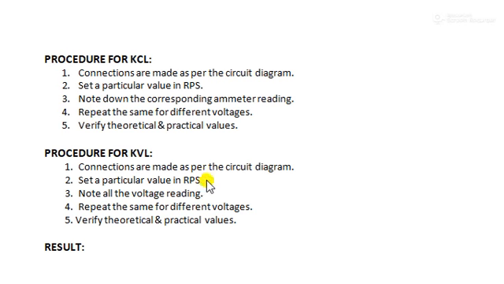The connections are made as per the circuit diagram. Set a particular value in the RPS, say 3 volts, and next note down all the voltage readings. There are no voltmeters connected, so you have to note down the voltage reading. Repeat the same for different voltages. For example, if you take 3 volts, note down the voltage reading; if you take 10 volts, note down the different voltage reading.